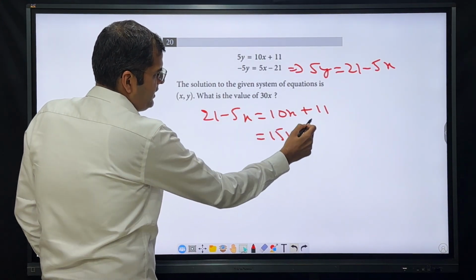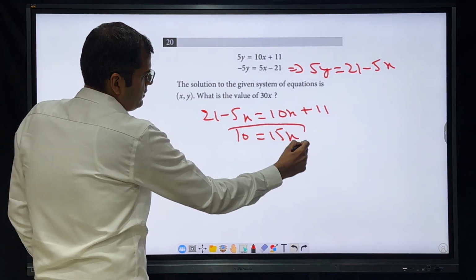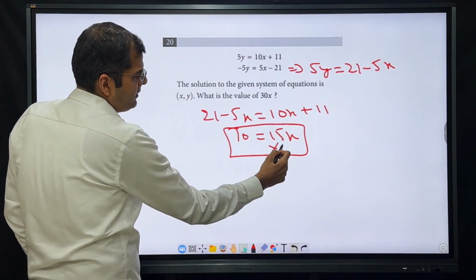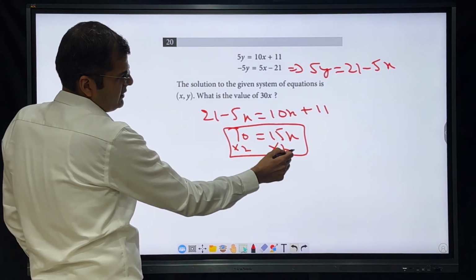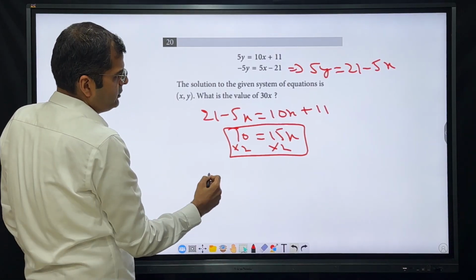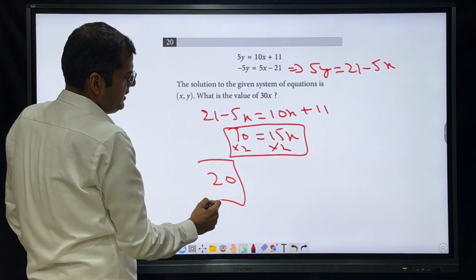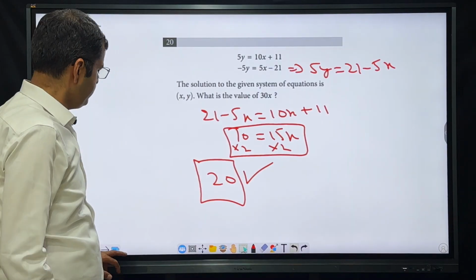So here it becomes 15x, 21 minus 11 is 10. So 15x is 10. So what is 30x? You multiply both the sides by 2. 15x into 2 is 30x, 10 into 2 is 20. 30x is 20. So 20 is the answer here.